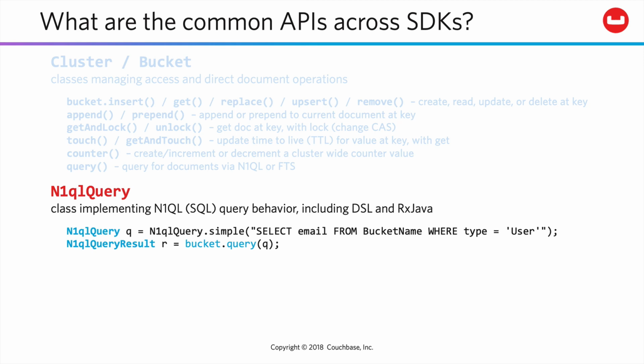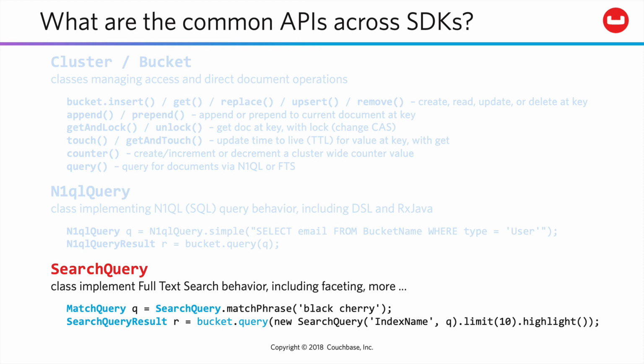N1QL queries can be assembled manually or via a domain-specific language available in our Java SDK. We also support reactive design patterns, including RxJava. As you'd expect, you build your query for either synchronous or asynchronous access, then handle the JSON it returns, in the manner appropriate for whichever language you may be using. Full-text search queries are exposed by a sensible API, with many search types supported for the search strings you pass along. Result faceting, limiting, highlighting, and similar features you'd expect from a full-text search solution are also exposed in sensible ways in the SDK.